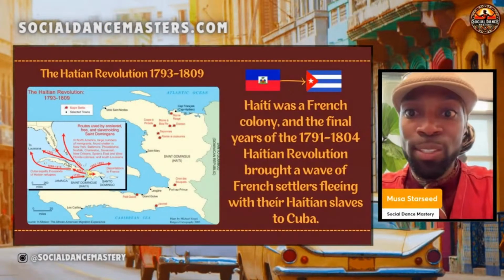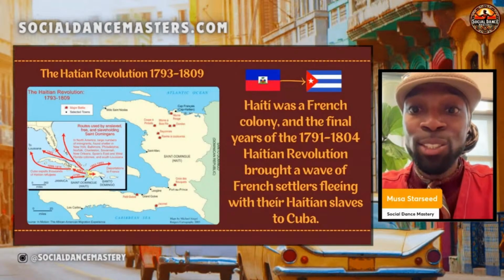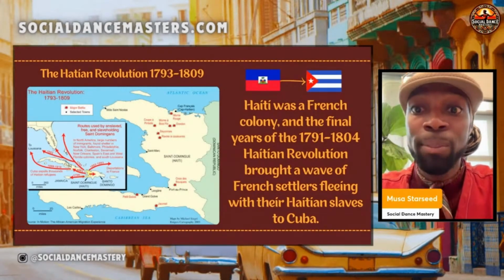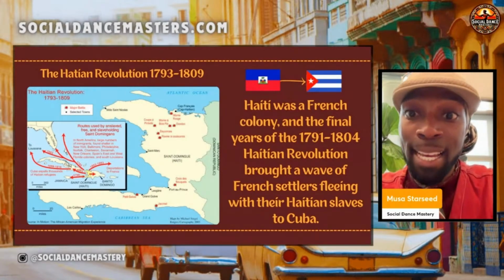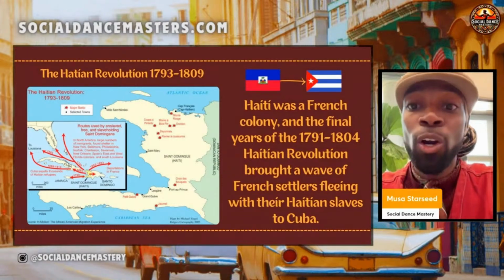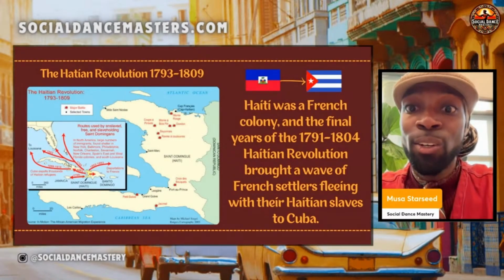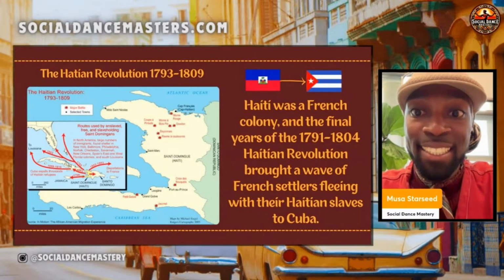Okay, perfect. So now we're going to move a little bit more forward in time into the late 1700s. The reason why we're coming to the 1700s is because we have to talk about the next colonial contratiempo form of music and dance called the contradanza. And the contradanza really started in Haiti.